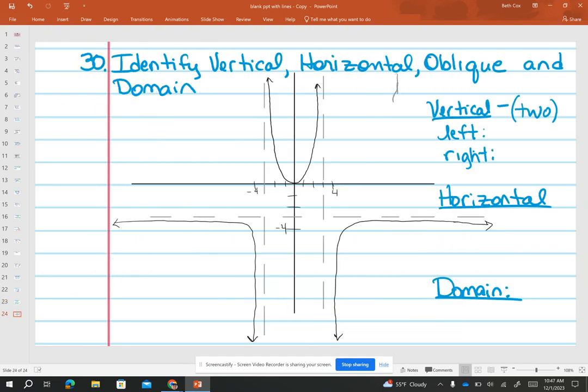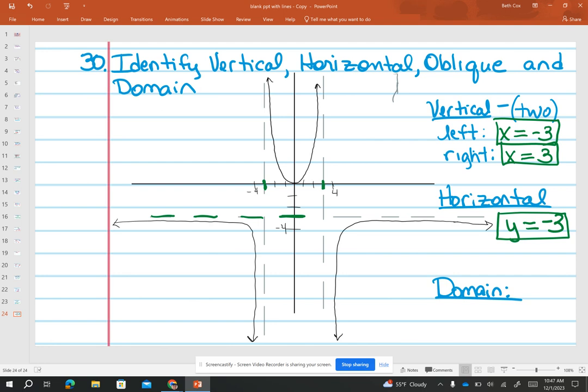All right, last problem. Here we go. Last one. The vertical. Now this one we have 2 vertical asymptotes. One of them is at 3 and the other one is at negative 3. So the one on the left is x equal negative 3. The one on the right is x equal 3. And yes, you have to type the x equal part. We have a horizontal. Here's our horizontal one right here. And that's at y equal negative 3.